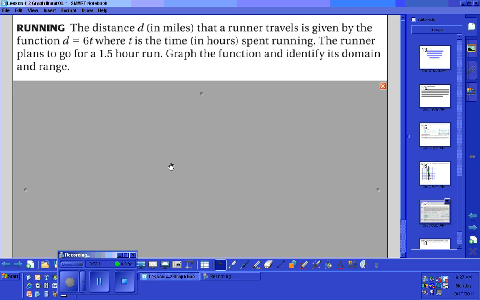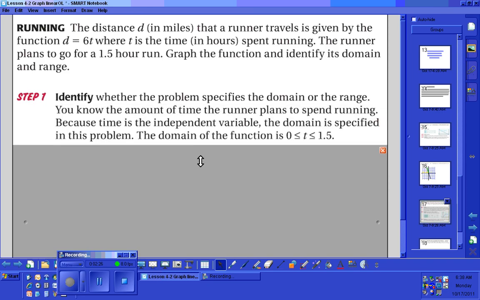Another example. The distance in miles that a runner travels is given by the function d equals 6t, where t is the time and d is the distance. The runner is going to go for a 1.5 hour run. We'll graph the function and identify the domain and the range.